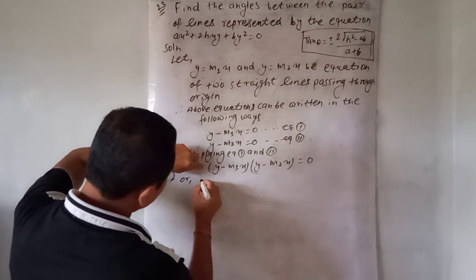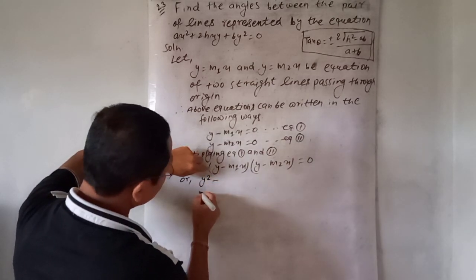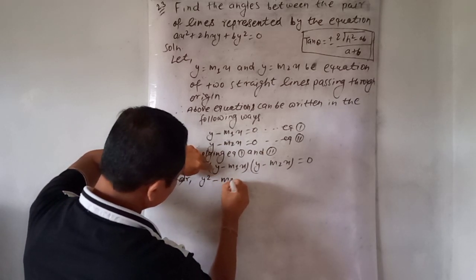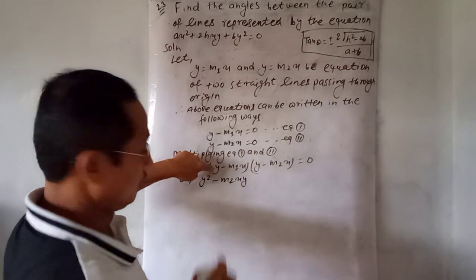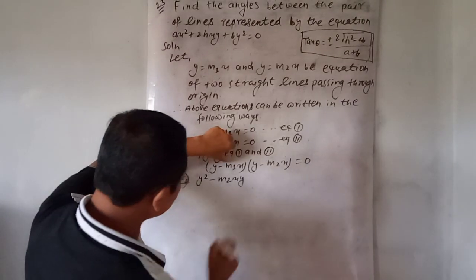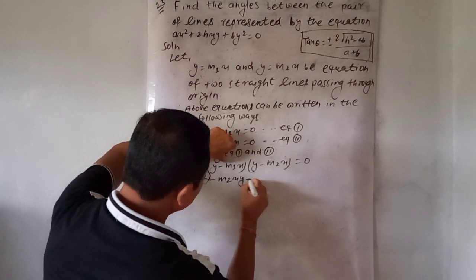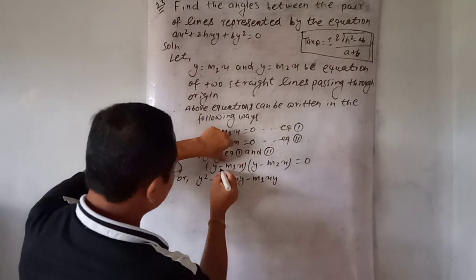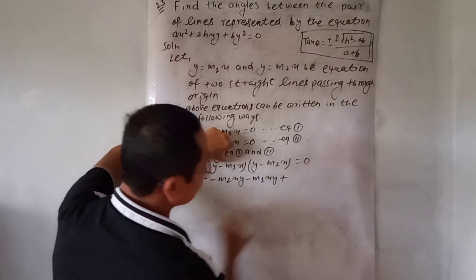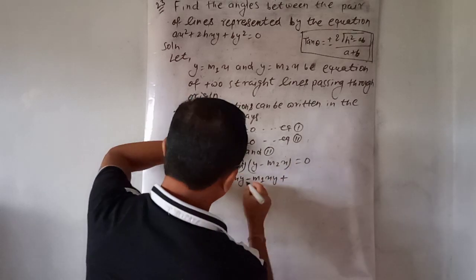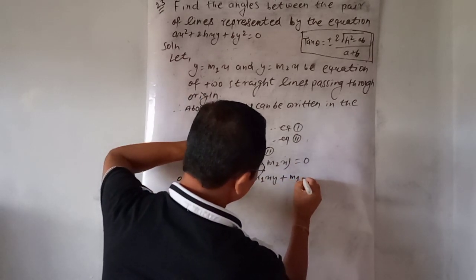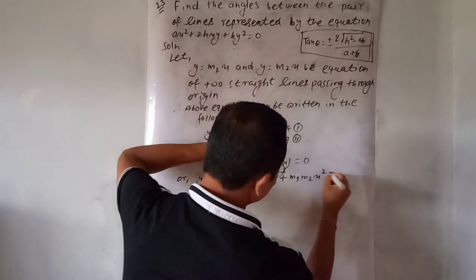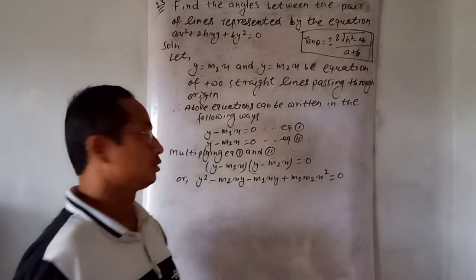Y into y multiply, then y square minus y into m2x, that is m2 into xy. Now minus m1x into y, then minus m1 into xy. Minus minus multiply, then this will be plus m1 into m2 into x and x, means x square, is equal to 0.